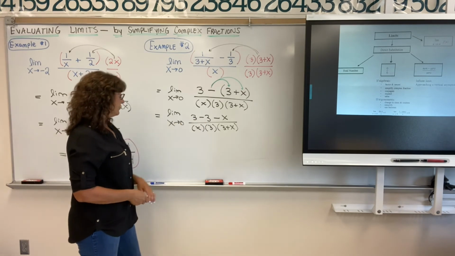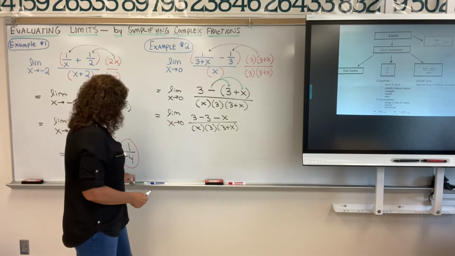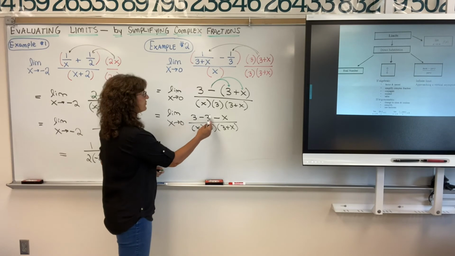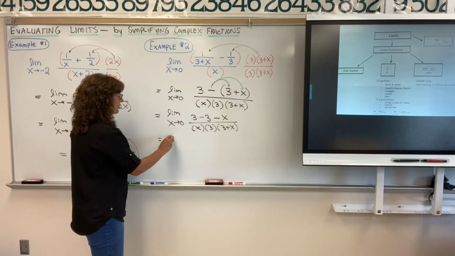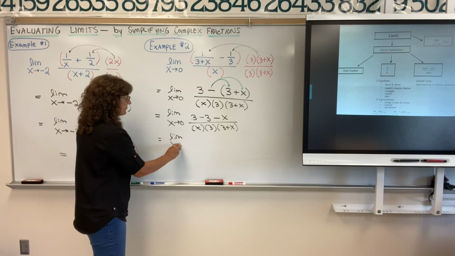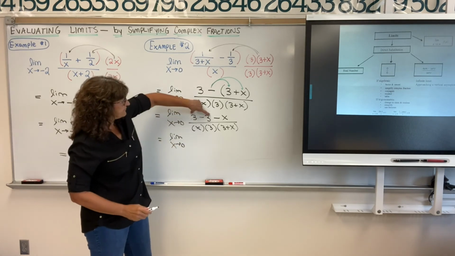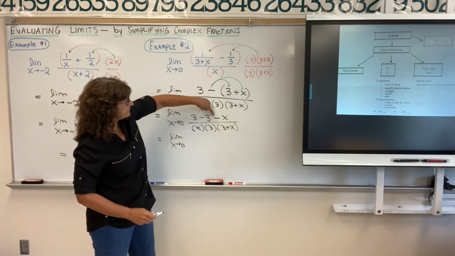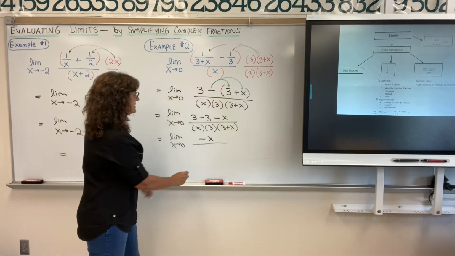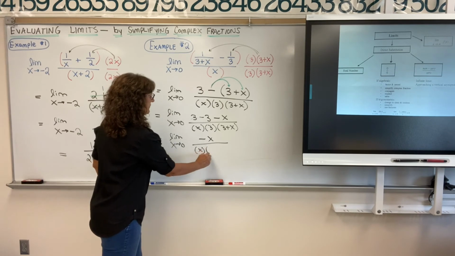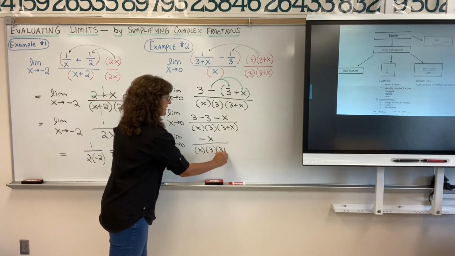Now notice in the numerator the 3's cancel. 3 minus 3 is 0. That's going to go away. So when we simplify further here, we have the limit as x is going to 0. When you cancel the 3's, 3 minus 3 is 0. Notice we have a negative x in the numerator. In the denominator, we have an x. We have the 3, and we have the 3 plus x.